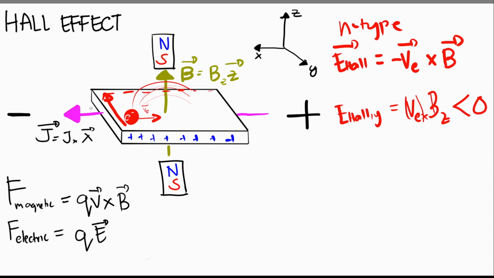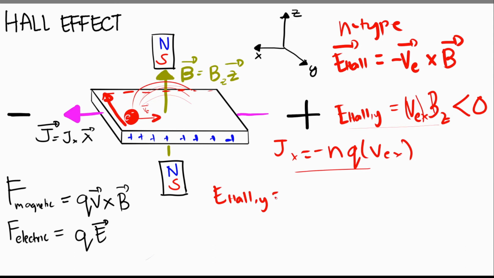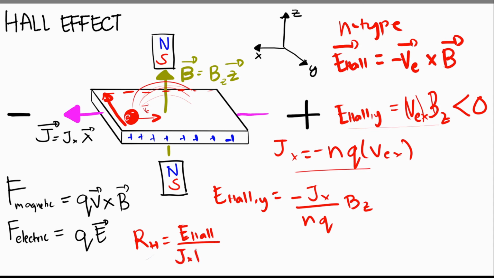From here, we can also have the equation for our current density. Jx would be equal to negative nQ Vex, negative in direction. Equating both of these, we can again get an expression for our Hall electric field: E Hall y is equal to negative Jx over nQ times Bz. And your Hall constant, RH, is again equal to E over JB: E Hall y over Jx Bz.